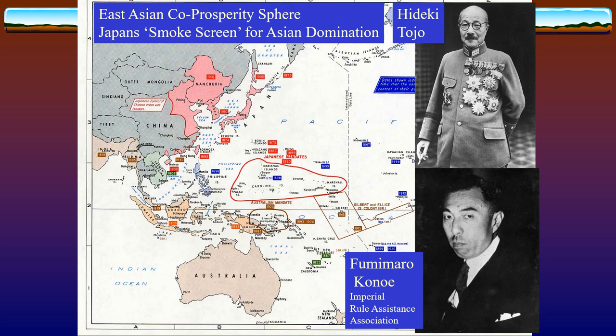Now, my resource on this is Eri Hotta, H-O-T-T-A. She wrote a book called Japan 1941, and she lays this all out in tremendous detail. Also, Gordon Prange, December 7th, 1941, and another book called At Dawn We Slept. All of this is well-documented and well-researched. These two books lay it all out, step by step, what's going on.